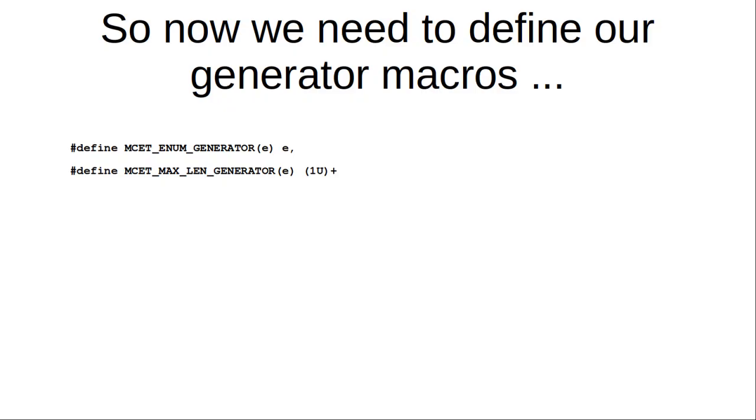Our second maxlen generator macro ignores its argument and just supplies a 1 followed by an addition operator. This is how we calculate the number of enumeration values. For each row of the table, the preprocessor just adds another 1 value. The compiler will then calculate the expression summing all of the ones, giving us the total number of enumerations, the number of rows of the table.